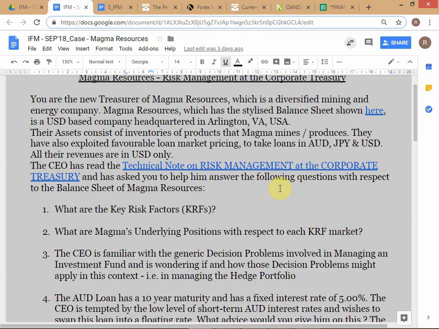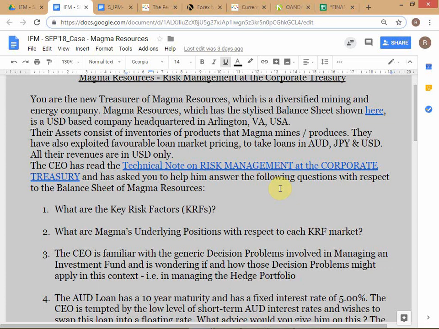It's preceded by a technical note. Have you done any other case in the past which has a technical note? No, sir. Okay. So normally some of these finance cases will have technical notes. The objective of the technical note is to give you the theoretical background required to answer the questions in the case. So what is an underlying position? What is a key risk factor? All these questions you will get to know by reading the technical notes, and you apply them to the case.